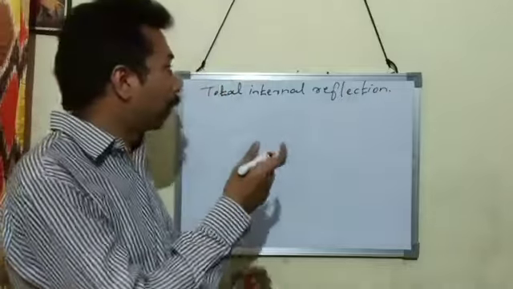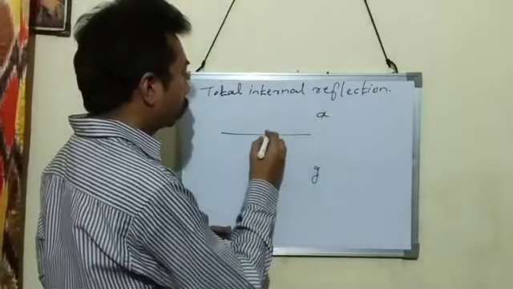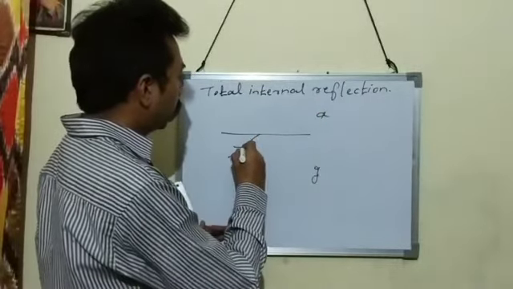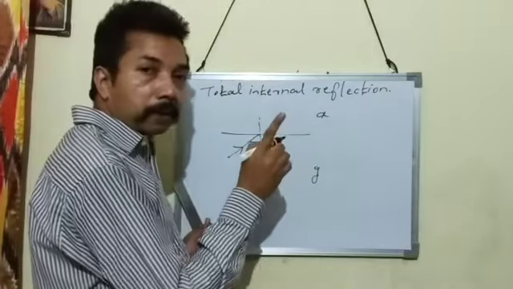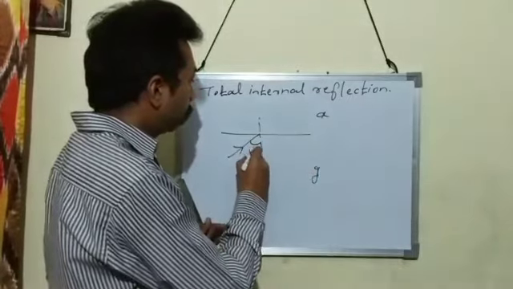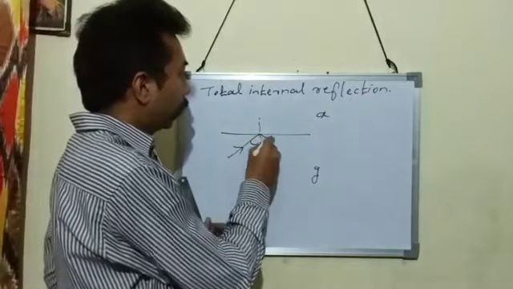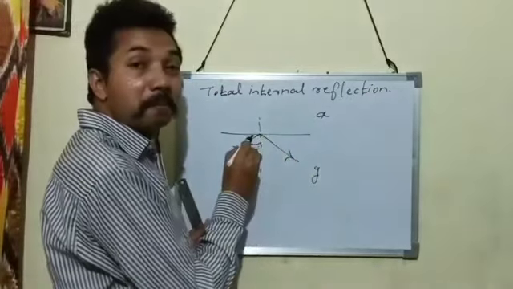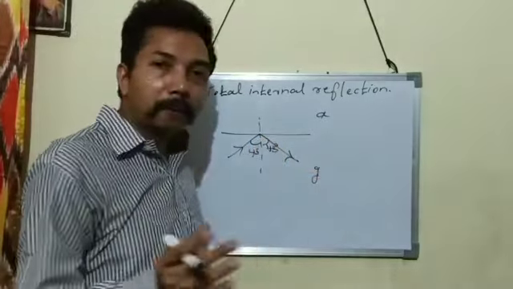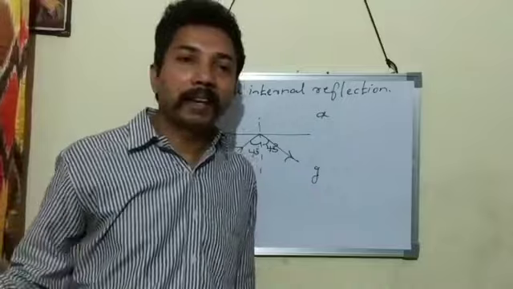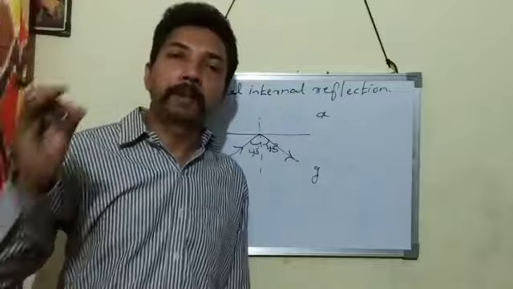If you draw a diagram, it will come like this. Suppose this is glass and this is air, and this is the incident ray. Suppose for glass air interface, the critical angle is 42 degrees. I make the angle of incidence 45 degrees. Then no light is refracted. The entire light is reflected back into the same medium by obeying the laws of reflection. So this phenomenon is called total internal reflection of light.